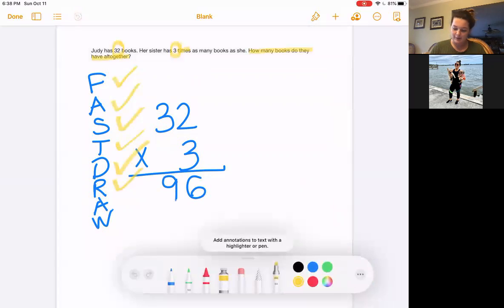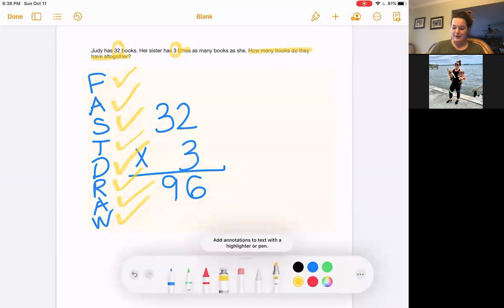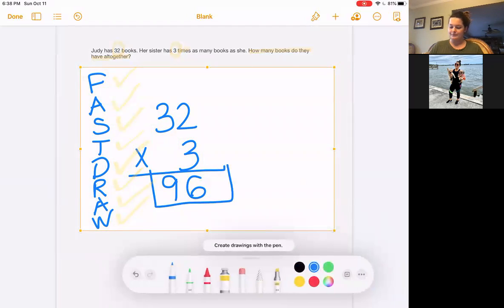Okay, I answered the problem. And my last step was to write the answer, and I did that too. And Miss Pucko always says I should box my answer so it's nice and big. Look at that. I was able to do it. I actually did it. It was correct. Awesome. I'm so proud of myself.